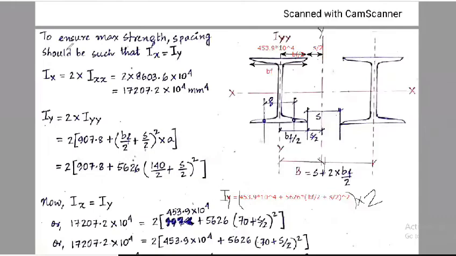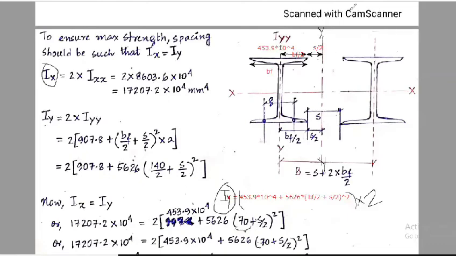So once you have calculated the value of Ix and you have calculated the value of Iy, in order to find the appropriate value of S, you have to equate these two equations, Ix equal to Iy, like this. Here I have done it, Ix equal to Iy. So you can see the same calculation written over here. This 70 is nothing but BF by 2. BF was 140. Half of 140 is 70.